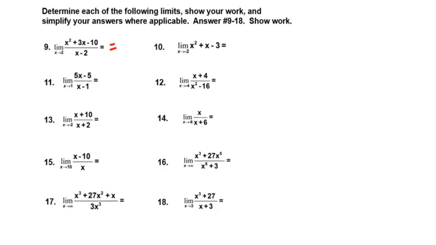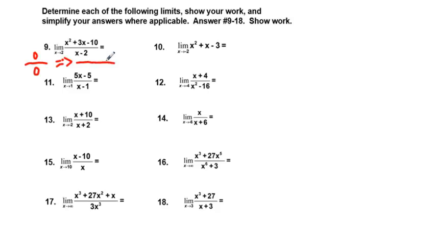I'm going to work that below here to leave room for the answer. If we plug in, we have 2 minus 2 in the denominator, which is going to be 0. In the numerator, we have x squared, which is 2 squared, which is 4, plus 3 times 2, which is 6. So 4 plus 6 minus 10 is 0. So we have 0 over 0. And so what we're going to have to do is factor.